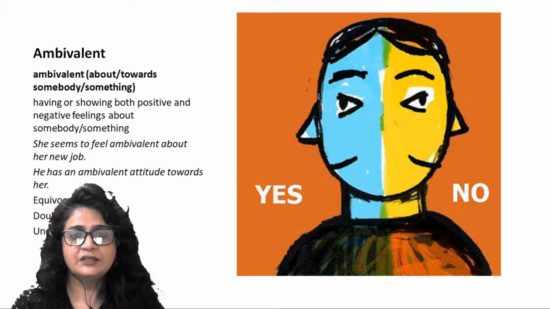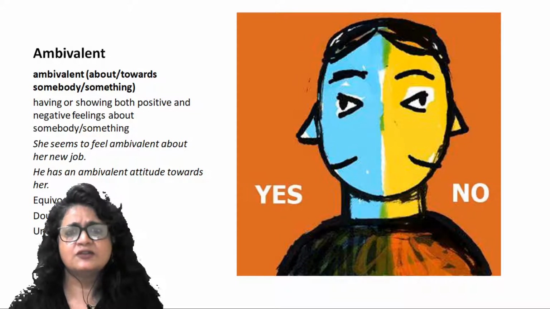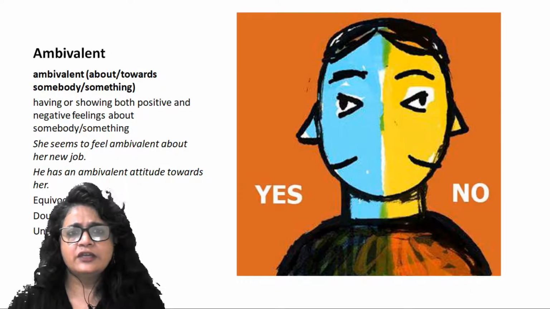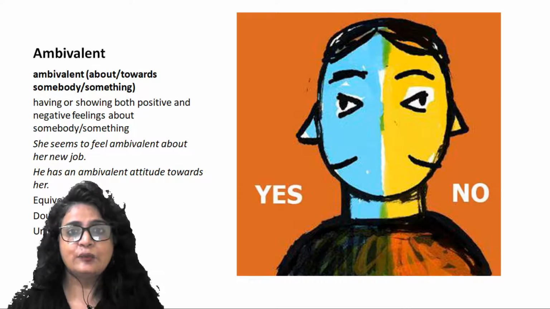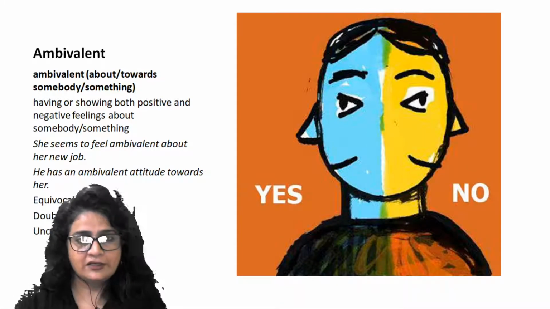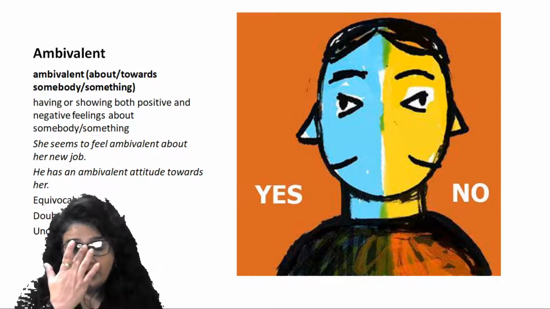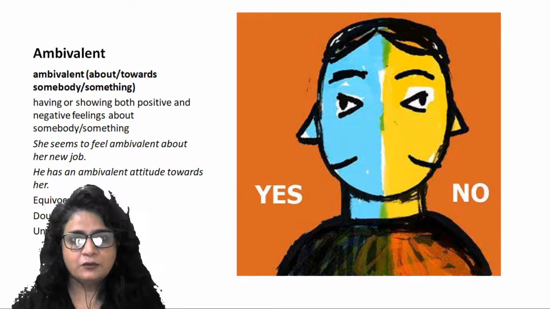He has an ambivalent attitude towards her. So he has not really formed a certain opinion about her. He's still ambivalent about her. All right? Equivocal. So that's also the same word.